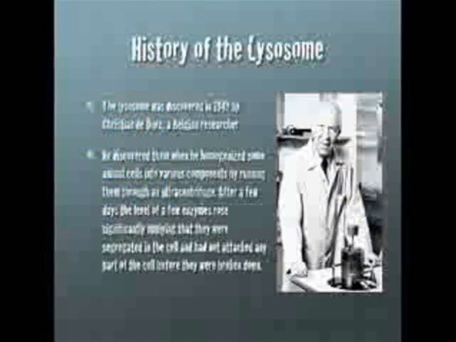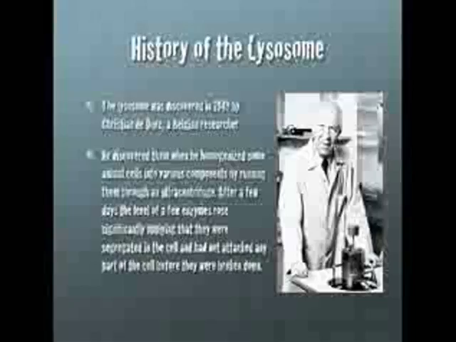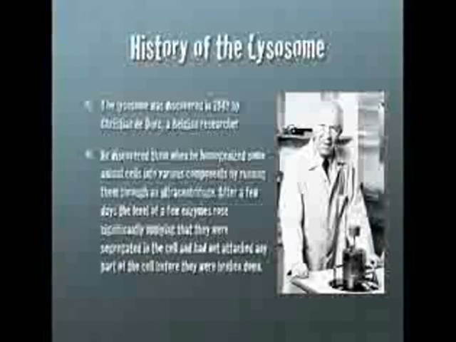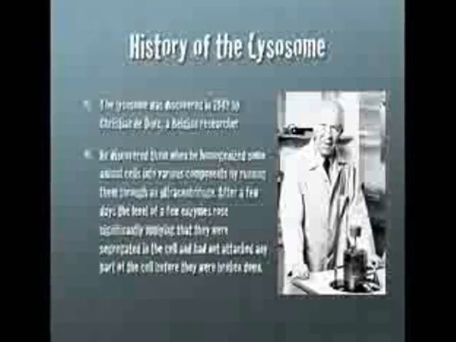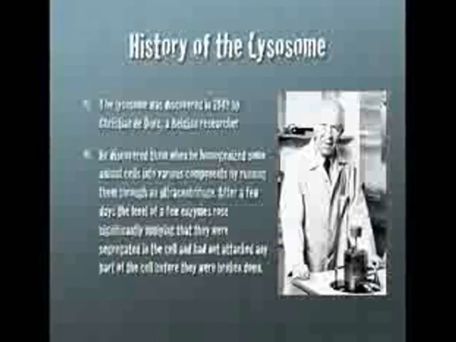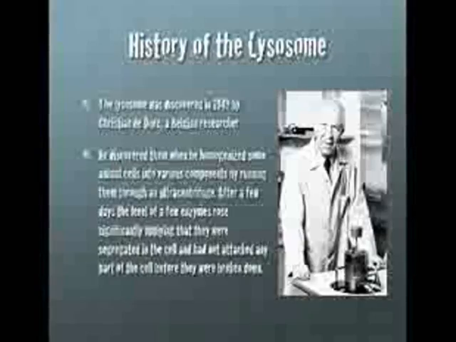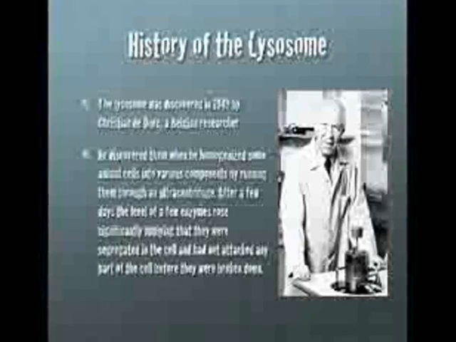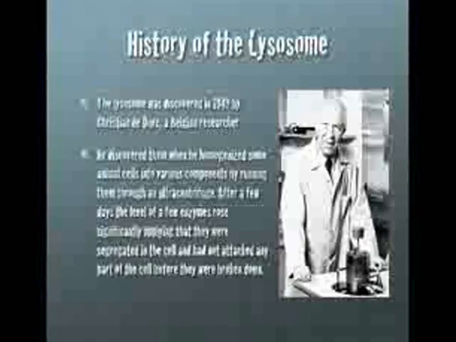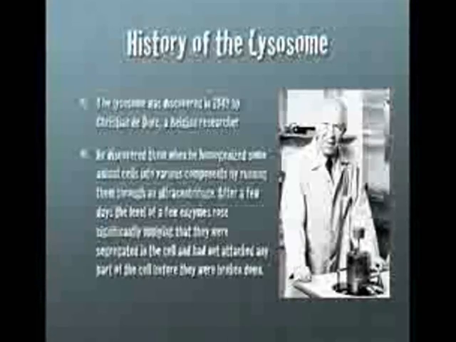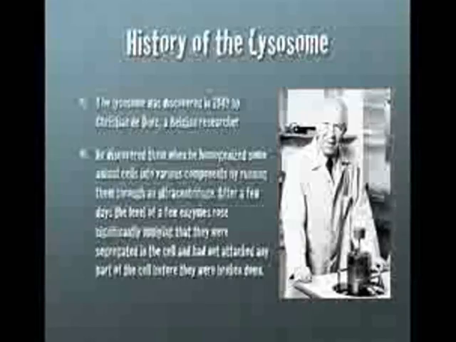History of the lysosome. The lysosome was discovered in 1949 by Christian de Duve, a Belgian researcher. He discovered them when he homogenized some animal cells into various components by running them through an ultracentrifuge. After a few days, the level of a few enzymes rose significantly, implying that they were segregated in the cell and had not attacked any part of the cell before they were broken down.